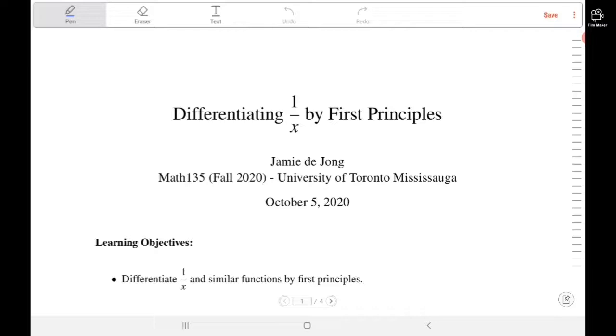The goal of this video is to be able to differentiate 1 over x and other similar functions using first principles. I'm going to do a couple of examples and then leave you with some exercises for practice.